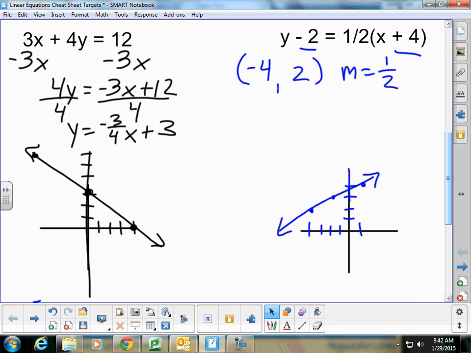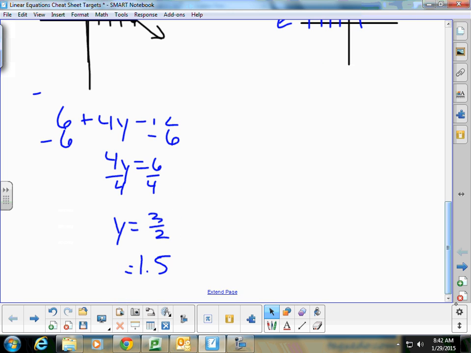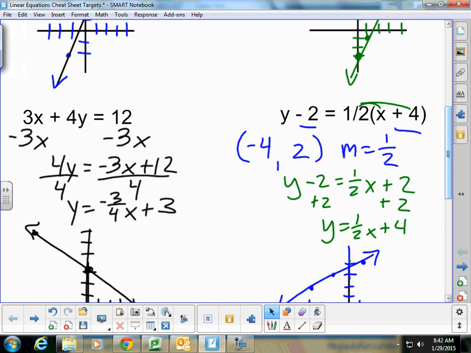Again, another option maybe for some of you is to distribute and switch. So you have y minus 2 equals 1 half x plus 2, then you add 2, and you end up with y equals 1 half x plus 4. Notice we're still at that same deal. Hope I didn't make a mistake there. All right, so that is graphing from an equation.